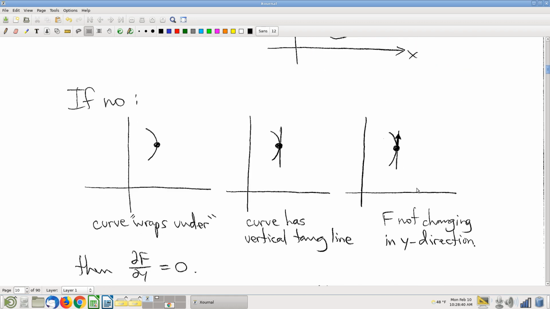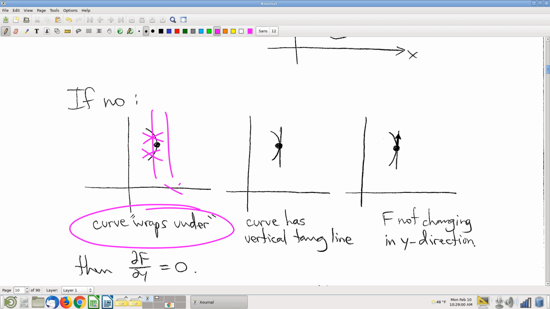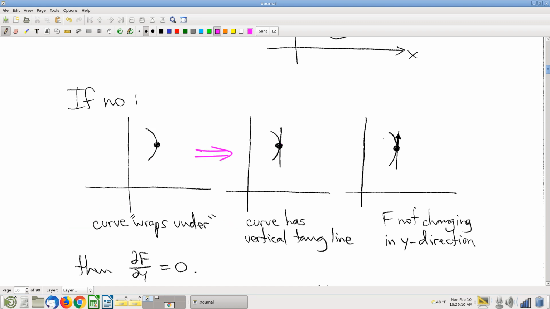Let's suppose we had a problem, right? Let's suppose the curve really were in the process of wrapping under itself, right? This is the kind of problem that would lead to failure of the vertical line test. Anyway, that sort of a problem, the curve wrapping under itself. Well, if you think about how stuff wraps under itself, at that point it must have a vertical tangent line.